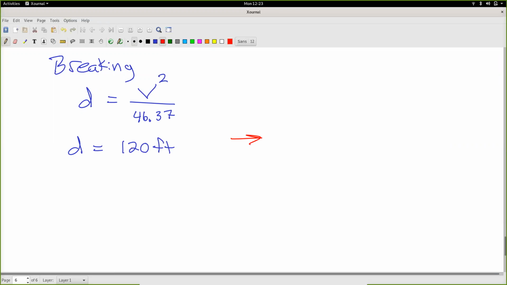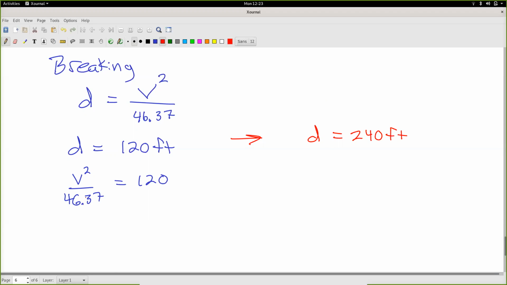Another question I might ask is, suppose the distance was twice as long. So suppose d was equal to 240 feet. Remember, we played with that last week. What would the velocity be? So I'm going to set up the first one. Solving the second one is pretty similar. I would just take this equation, this expression v squared over 46.37, set it equal to 120 and solve.